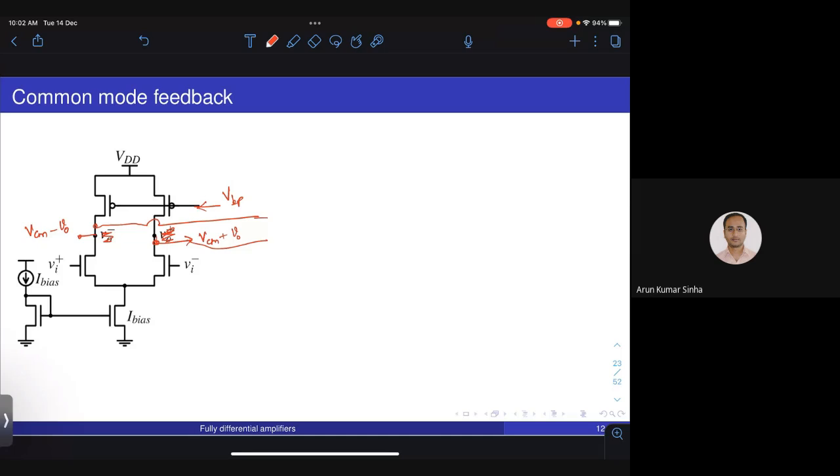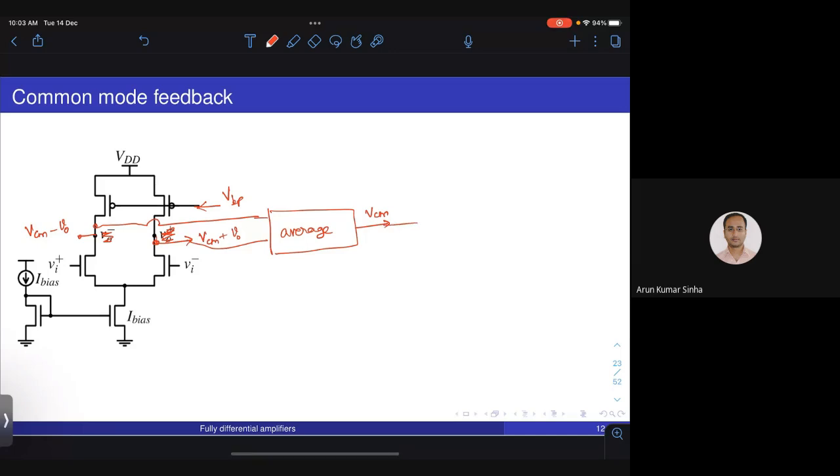So to detect the common mode, all that I need to do is take the average of these two signals. If you take the average of VCM plus V0 and VCM minus V0, V0 will get cancelled because it has positive and negative signs on the two nodes, and what I will get here is the VCM of the output voltage, right? So even in the presence of a differential signal, if I take the average of the two outputs, I will get the common mode signal.